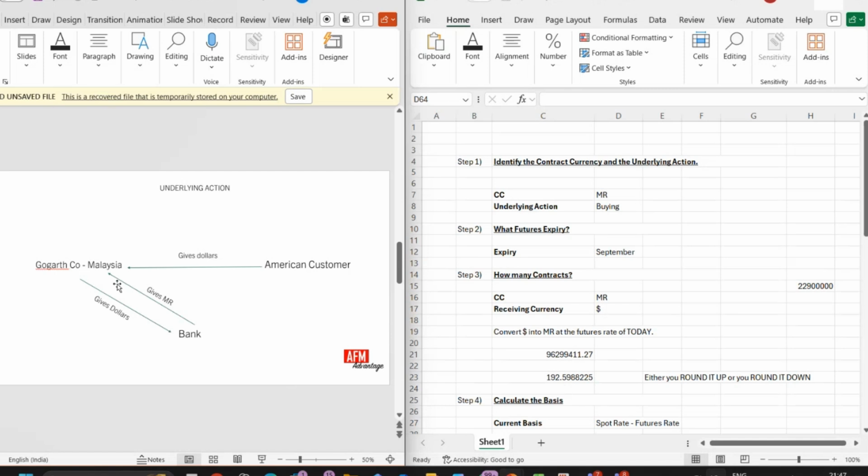So what are we doing exactly? We are selling dollars, and we are buying back Malaysian ringgit. So the underlying action is buying. Just to solidify your basics.